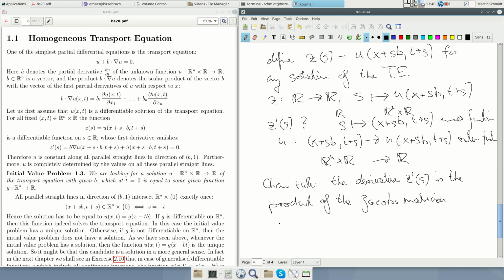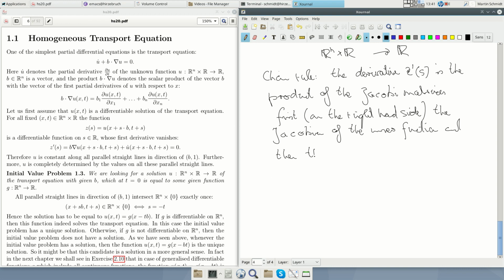And in which order? It should be the derivative of u on the left, since from linear algebra, you know, the matrix which comes first stands on the right hand side. So first the Jacobian of the inner function and then the Jacobian of the outer function. I explained this once very explicitly.